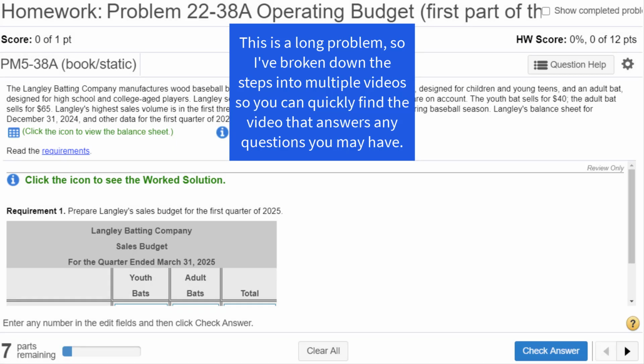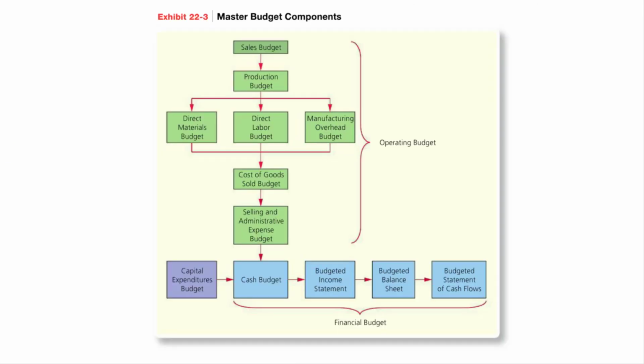Problem 22-38. We're going to create an operating budget, which is the first part of the master budget. So before we can talk about this problem, let's review the master budget really quickly. This is a screenshot from our PowerPoint showing the master budget components.